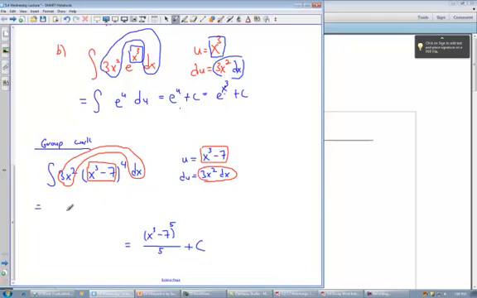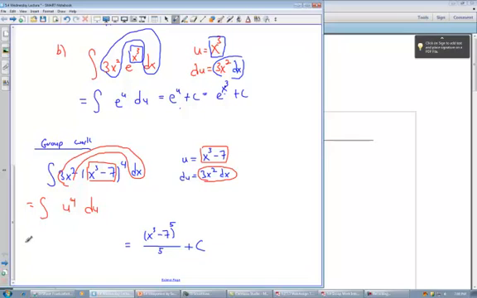So I just plug back in, and so this is going to be equal to the integral of u to the fourth. Let's move this up. And then here, this is my du. So 3x squared dx is just my du.